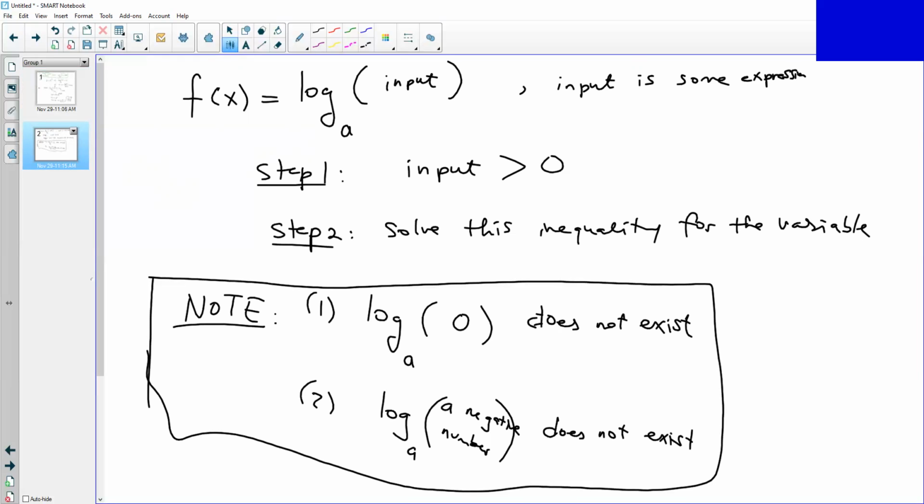But I just want to tell you that we cannot compute log of 0, and we cannot compute log of a negative number. Such things do not exist. Okay, so let me give you guys an example.